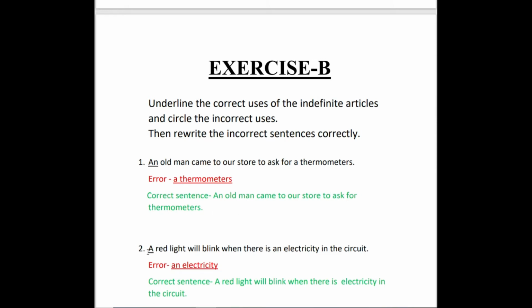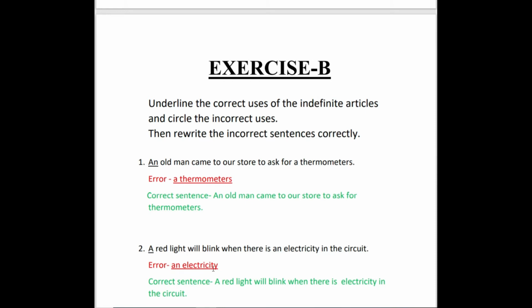Now comes number 2. A red light will blink when there is an electricity in the circuit. So what is the error over here? An electricity. Yes, the usage of an is not the problem, that is completely right. So we do not have to make any change there. Where we need to make a change is here.